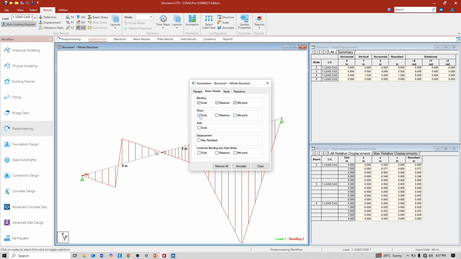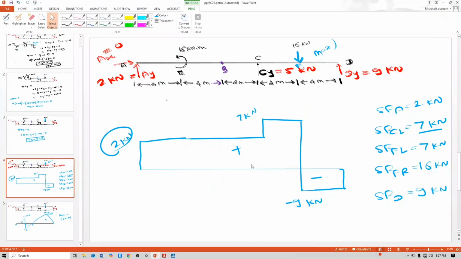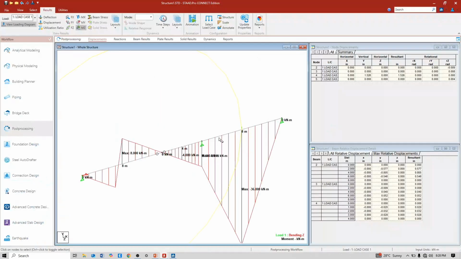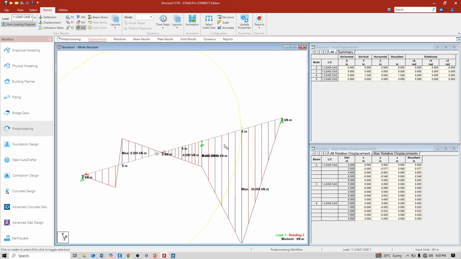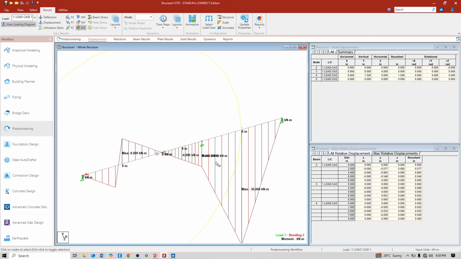Why reverse? Because StaadPro considers sagging as positive and hogging as negative. So maximum is 36 kilonewton meter sagging. See, 36 kilonewton meter sagging, and here 8 kilonewton meter hogging. Here somewhere it shows us that it is 4 kilonewton meter. That means here it is 4 kilonewton. See why.